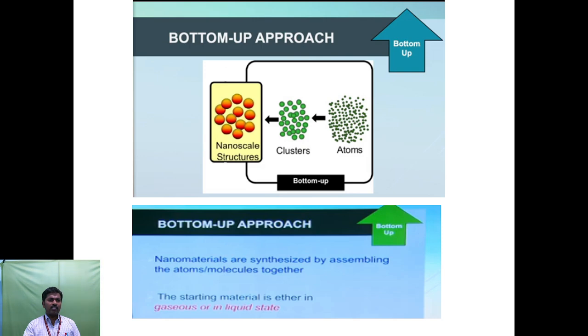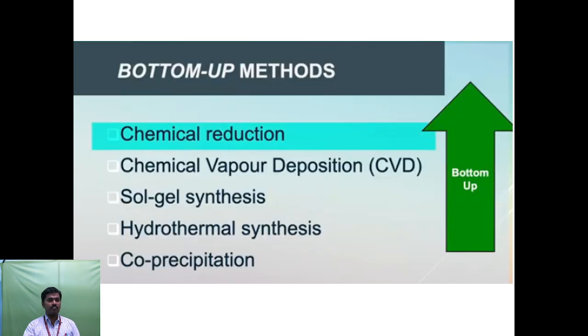Next, the bottom-up approach. In the bottom-up approach, we start from the atom or molecular level and go to the nanoscale level. Nanomaterials are synthesized by assembling atoms or molecules together. The starting material is either in a gaseous or liquid state. Some bottom-up methods are chemical reduction, chemical vapor deposition, sol-gel synthesis, hydrothermal synthesis, and co-precipitation.